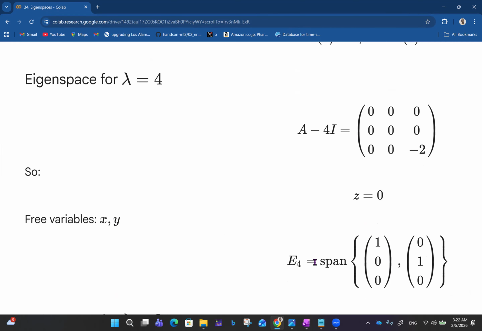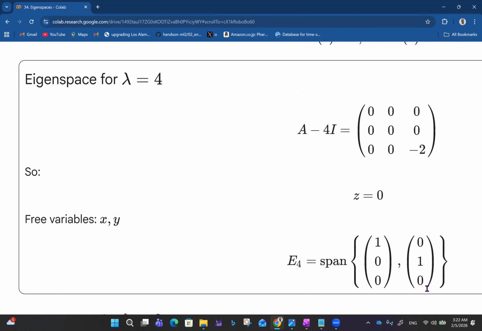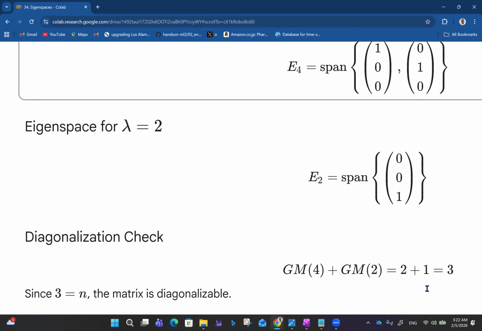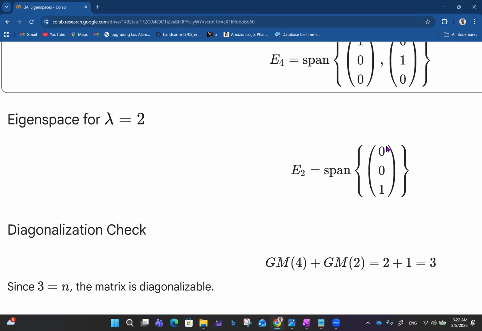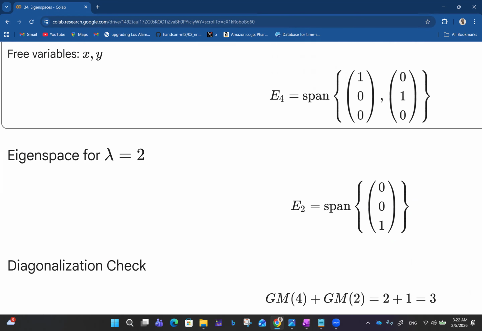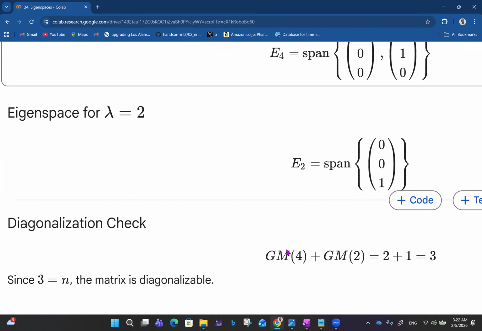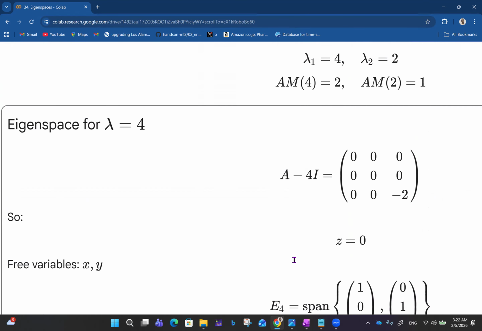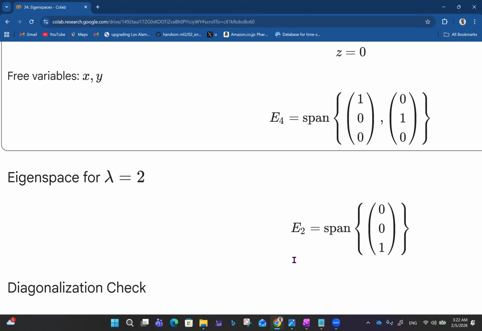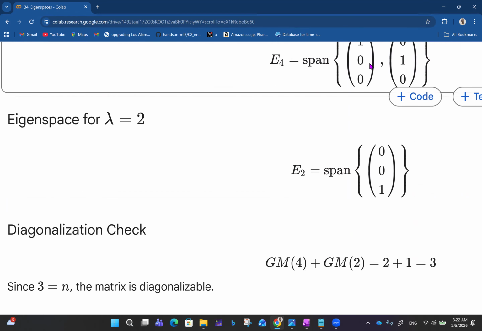So in that case, we can say that the span of E4 is (1, 0, 0) and (0, 1, 0). On the other hand, for lambda equals 2, if you find the span, you get (0, 0, 1). So you see (1, 0, 0), (0, 1, 0) and (0, 0, 1). If you do the diagonalization check, don't forget algebraic multiplicity talks about the number of eigenvalues, but the geometric multiplicity for 4 is 2, the dimension is 2 here, and for this one the dimension is 1.